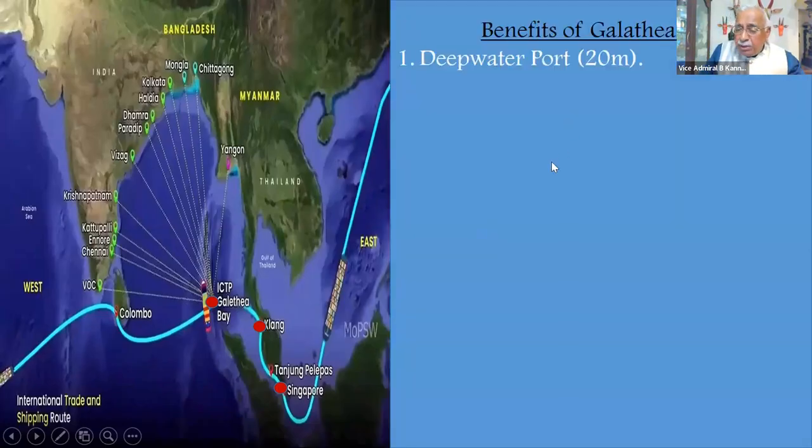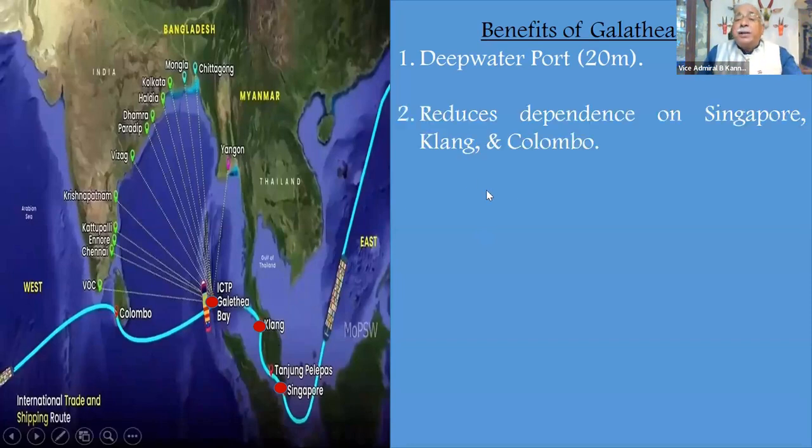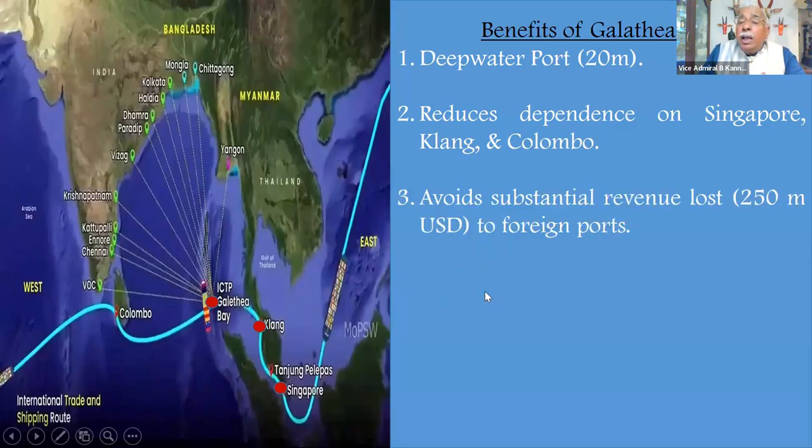First, it is deep water, 20 meters. Big ships can come, not only small ships. We'll reduce our dependence on Klang, which is in Malaysia, and Colombo, definitely, and Singapore. It avoids substantial payments in dollars to foreign ports.